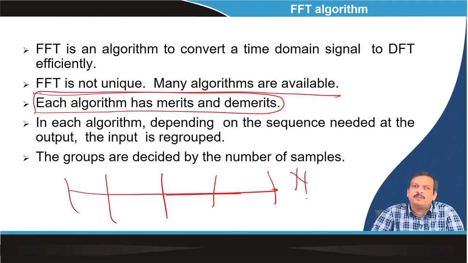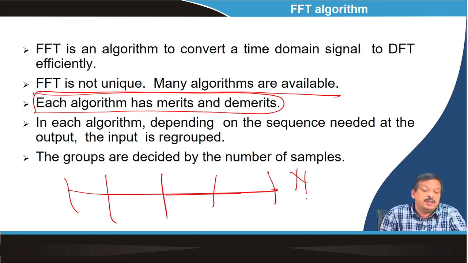So again I am saying, the purpose of the fast Fourier transform is to efficiently compute the discrete Fourier transform. So FFT is not a new transform, it is an algorithm which is computationally efficient to compute the DFT utilizing the properties of the DFT. One is symmetry, another is periodicity.